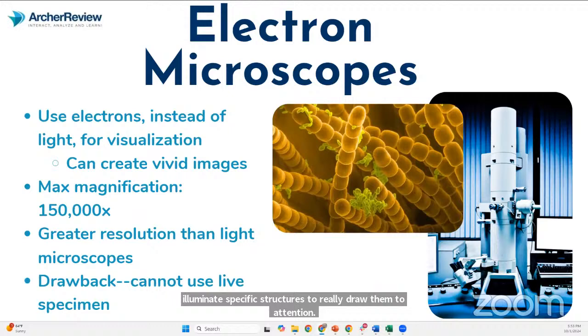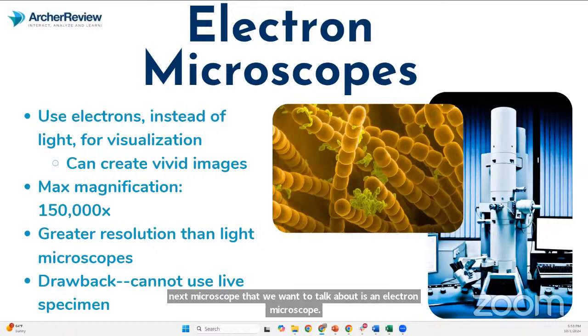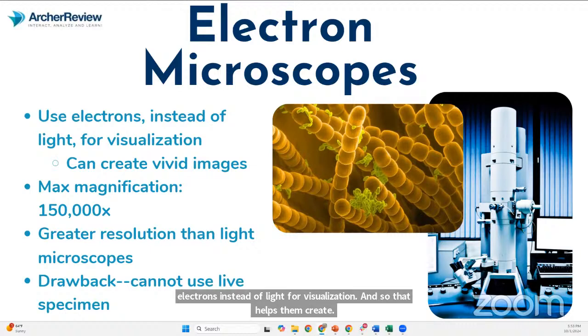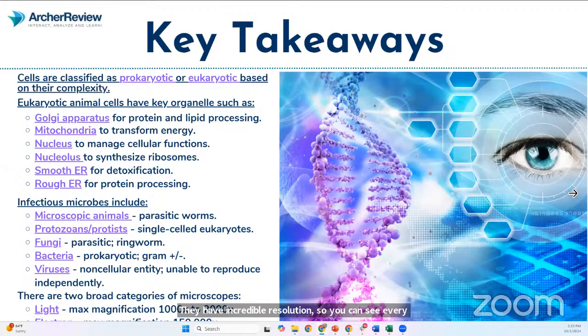The next microscope that we want to talk about is an electron microscope. Electron microscopes are really cool because they use electrons instead of light for visualization. And so that helps them create incredibly vivid images. As we can see in the center of that screen is a pollen grain. So electron microscopes magnify 150,000 times the size of the specimen. So that's their max magnification, which is pretty amazing. They have incredible resolution, so you can see every little detail. But the big drawback is you can't put a live specimen under that microscope.